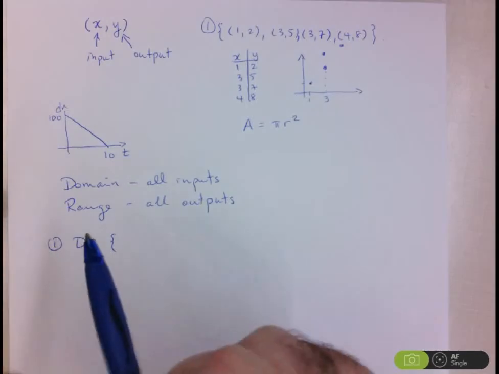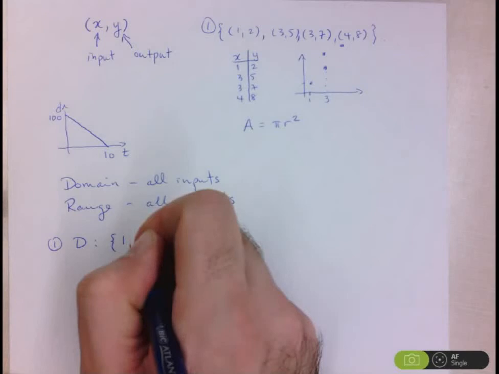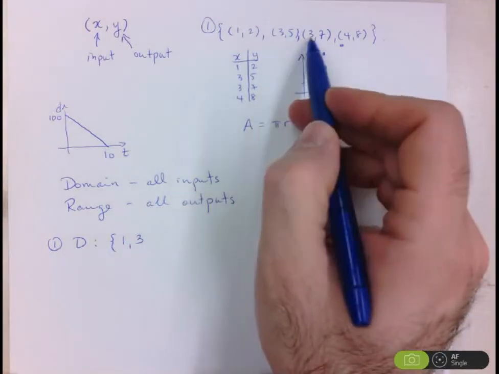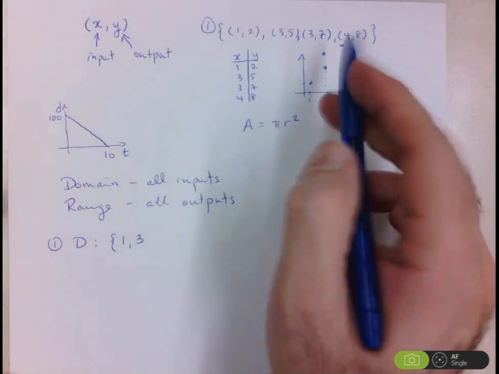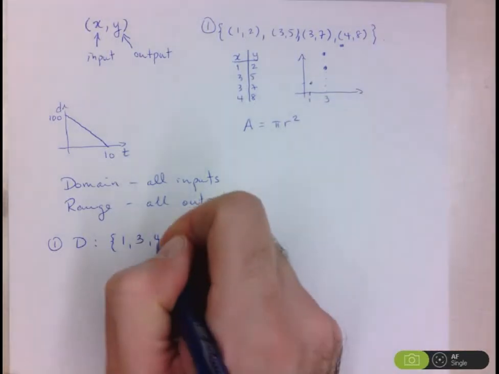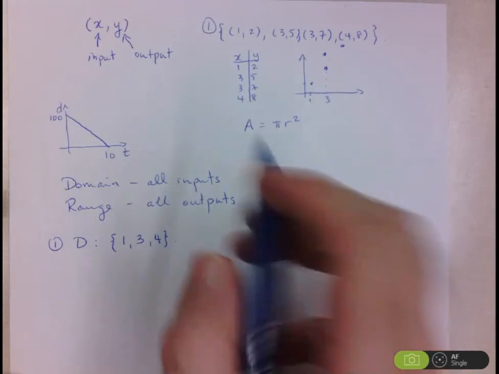Okay, and I see that my domain values consist of the number 1, okay, the number 3. Well, here the number 3 appears a second time, so I've already listed that. I don't need to list it again. And then I see that I can have an input of 4. So in this case here, I was able to explicitly list the domain values.